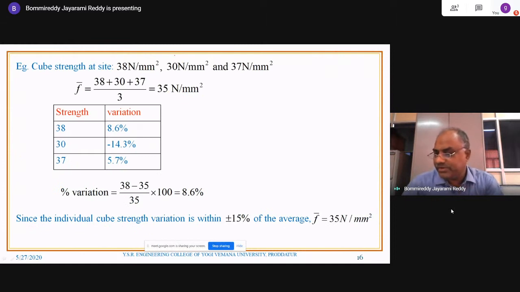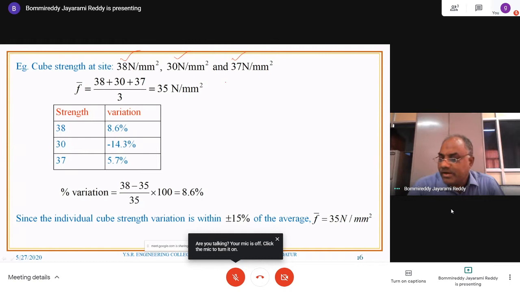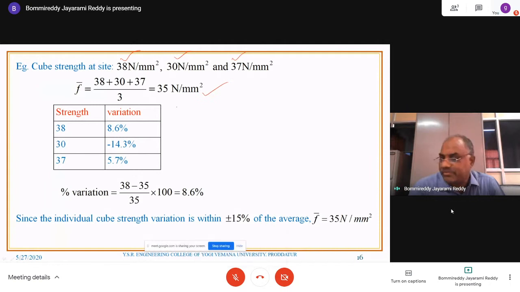Now let us take a small example. Three cubes are tested: 38, 30 and 37 Newton per mm square. What is the average strength, and is it acceptable or not? The average strength is the sum of the three divided by 3. It will be 35 Newton per mm square. Now, because one is 38, another is 30, and one more is 37, and one is lower, is 35 acceptable or not?